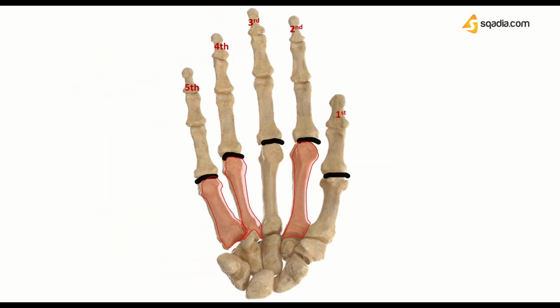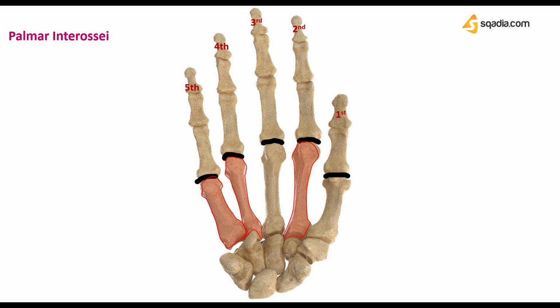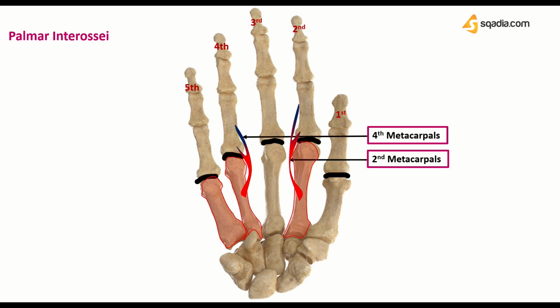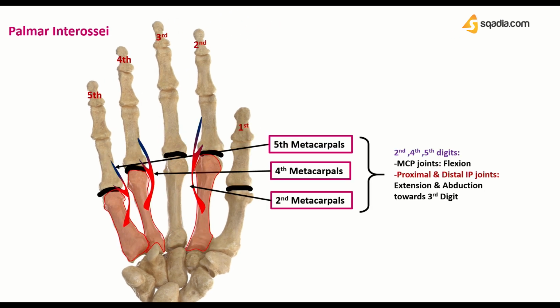Then we have the palmar interossei. We have 3 sets of palmar interossei. The first one arises from the 2nd metacarpal and inserts on the proximal phalanx of the 2nd digit. The second one arises from the 4th metacarpal and inserts on the 4th digit. Then we have the last palmar interosseous, which arises from the 5th metacarpal and inserts on the proximal phalanx of the 5th digit. Palmar interossei can cause flexion at the MCP joint and extension and adduction at the distal and proximal interphalangeal joints.